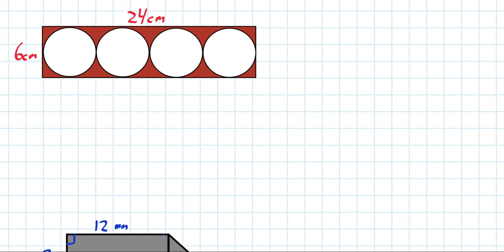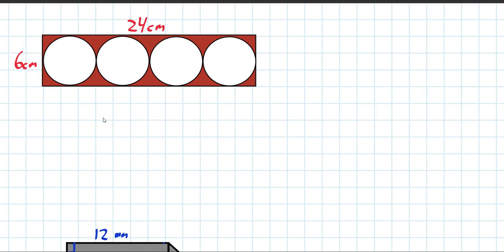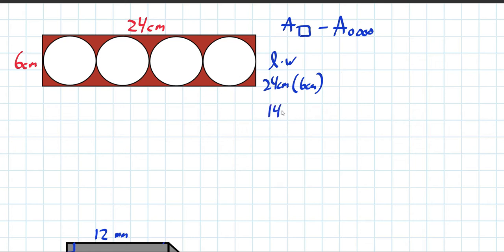Okay, here's some more examples with shaded areas. We've got here a rectangle with 4 circles cut out of it. So we find the area of that rectangle and we subtract the area of 4 circles. The rectangle is nice and easy, right? Length times width. Length 24 centimeters and the width 6 centimeters. So 24 times 6 is 144. That's the area of the rectangle.